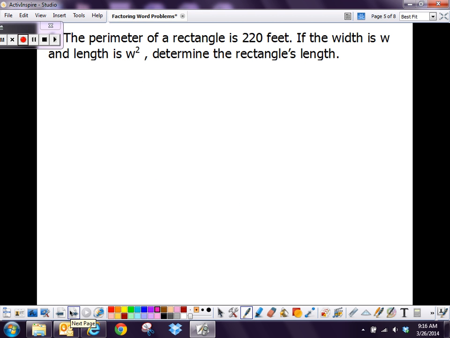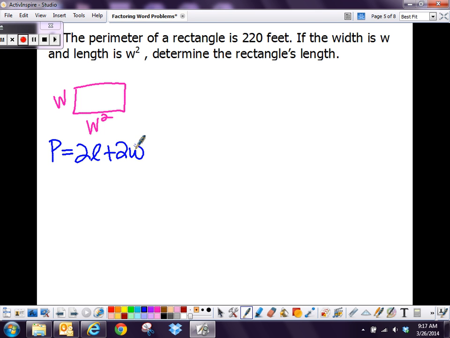Okay, number 6. Now we're dealing with perimeters, so this one's a little bit different. So the perimeter of a rectangle, so we have a rectangle again, is 220 feet. If the width is W and the length is W squared, determine the rectangle's length. All right, so it's saying that the width is W and the length is W squared. And we're talking about perimeter. So what I'm going to do, I'm going to write down the formula for perimeter. So perimeter equals 2L plus 2W. Okay, and if you want, you can go ahead and write all the way around this rectangle what each side is. That way it's a little bit easier for you to get the perimeter.